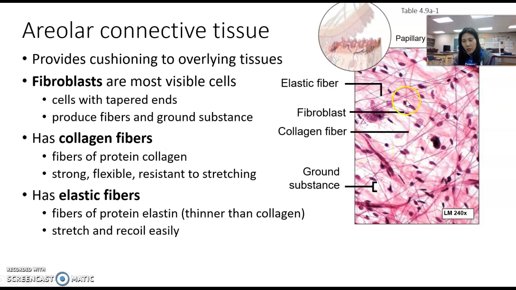As you can see in this right-hand side picture, these are the visible cells that have tapered ends. We say, what are tapered ends? They produce fibers and ground substance, fibroblast. And they are considered irregular connective tissues. They have also collagen fibers, this part here, fibers, okay? Protein fibers, and they are flexible, strong, they are resistant to stretching, and also they have elastic fiber.